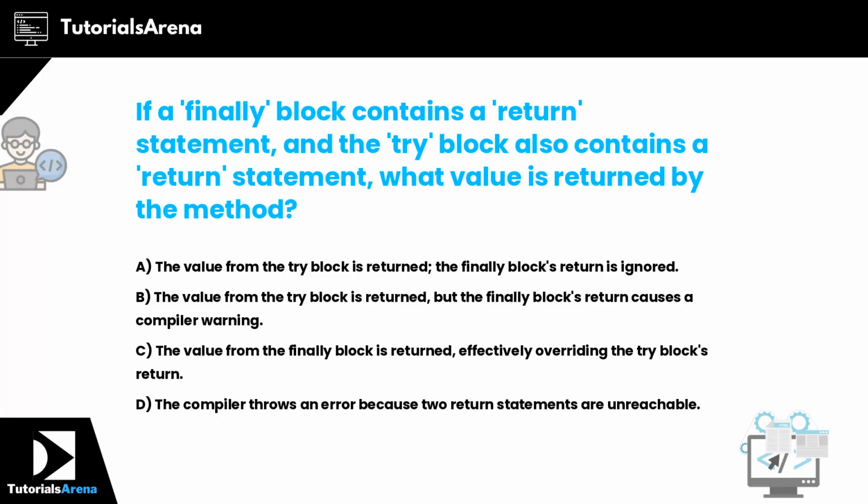If a finally block contains a return statement and the try block also contains a return statement, what value is returned by the method? Answer is C. The value from the finally block is returned, effectively overriding the try block's return.